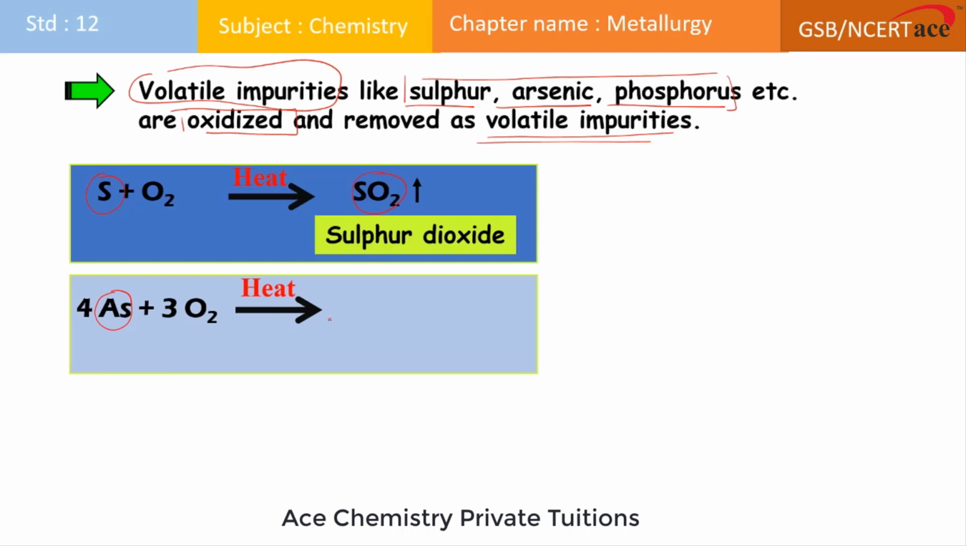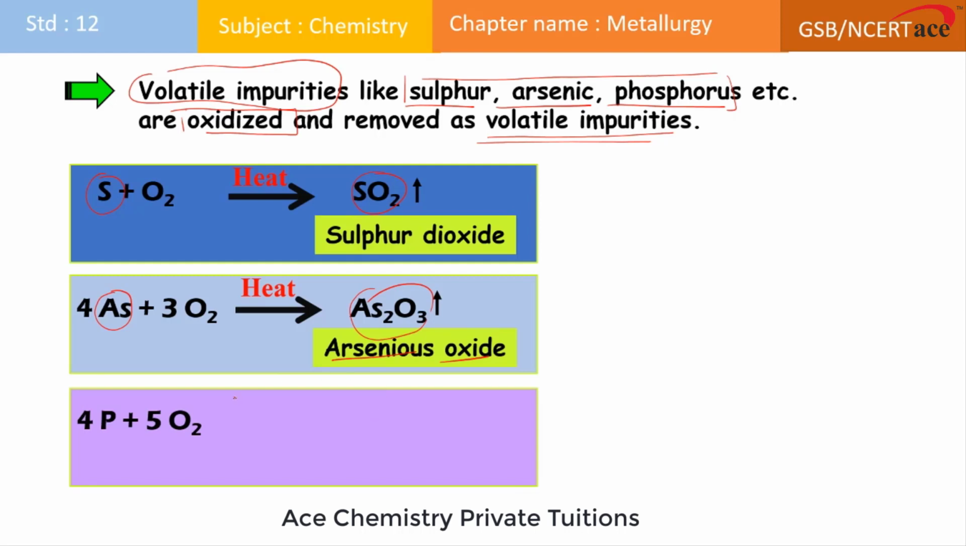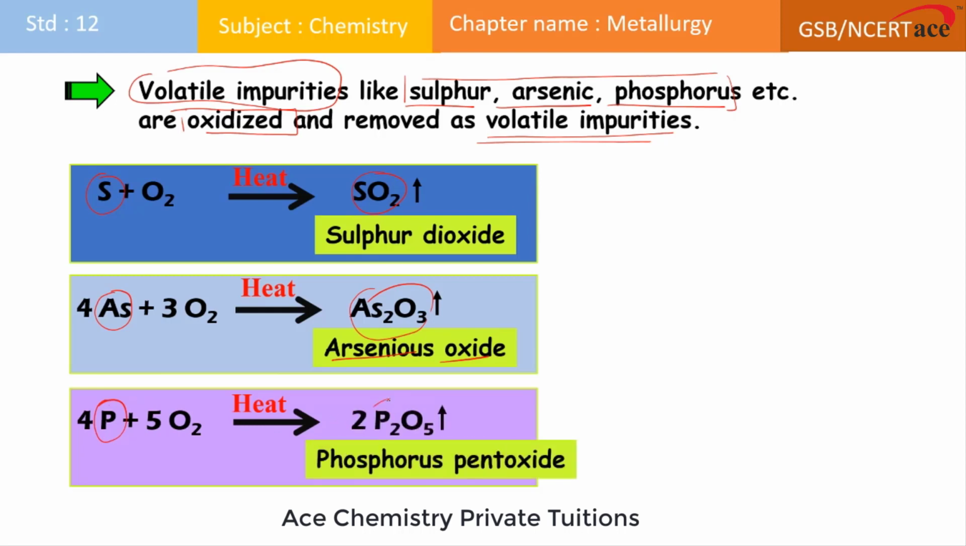This arsenic also has a tendency to get oxidized in atmospheric air, and it forms its volatile oxide, that is arsenious oxide. So arsenic gets converted to As2O3, which we refer to as arsenious oxide. If phosphorus is present, which is again a non-metallic element acting as an impurity, this phosphorus also gets oxidized to form its corresponding oxide, P2O5. So the volatile impurities associated with the metallic compound in the concentrated ore, on oxidation, get removed in the form of what?